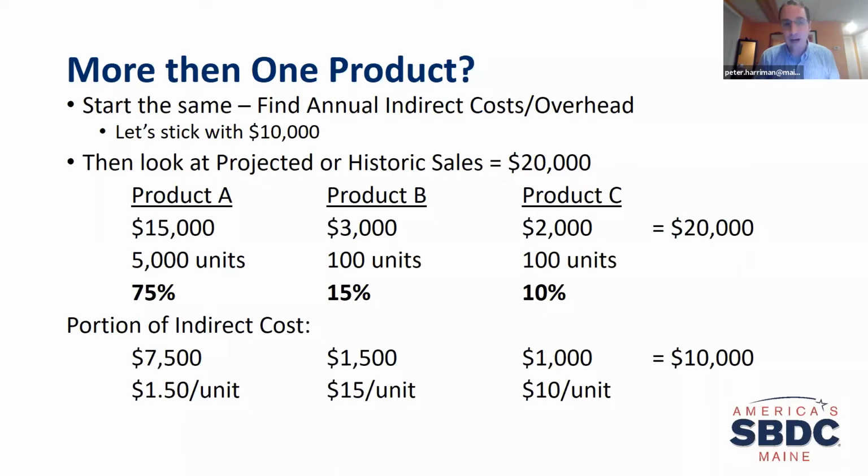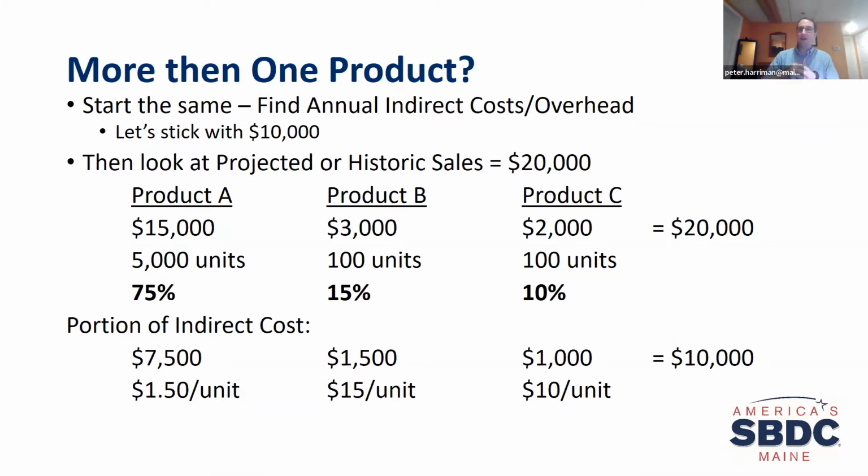So the portion of indirect cost for product A, right, we're selling a lot more of them. We're selling 5,000 of them, so we only need to increase the price of product A $1.50. If we increase it $1.50, it's going to come up with the $7,500 that we're going to need out of that 10,000 to make sure we cover our indirect costs, right? Or product B, we're getting more sales, but the units, so 15%. So we're going to have to do $15 a unit. So that's going to increase the price of that unit by $15, right?